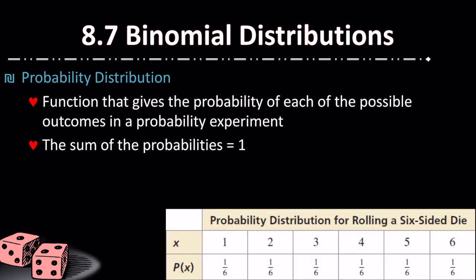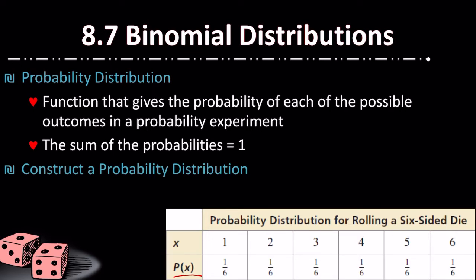So here's a probability distribution for rolling a 6-sided die. The probability of getting a 1 is 1/6, because 1 side over 6 sides. And the same thing for the 2, the 3, the 4, the 5, and the 6. And if you add those probabilities all together, you'll get 1.